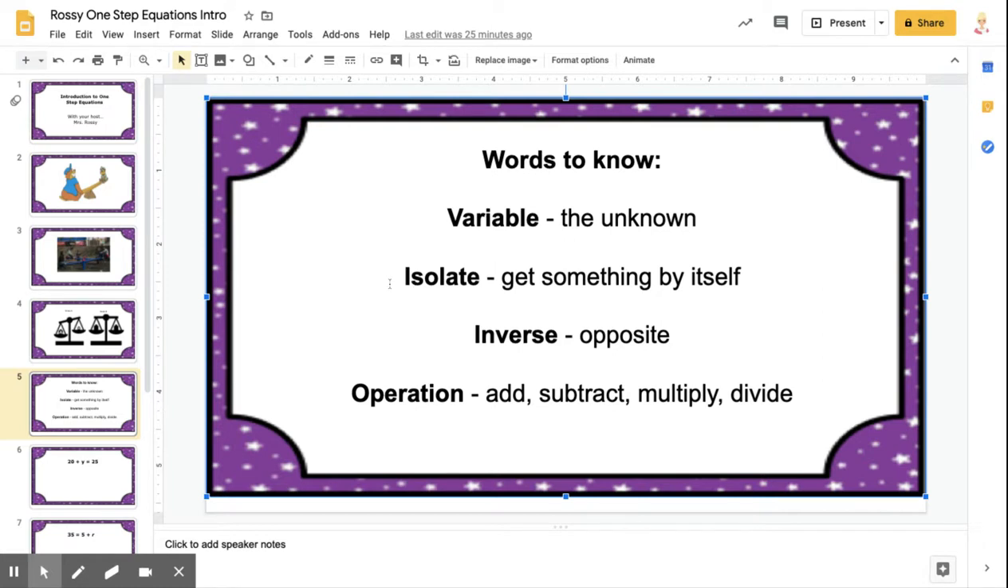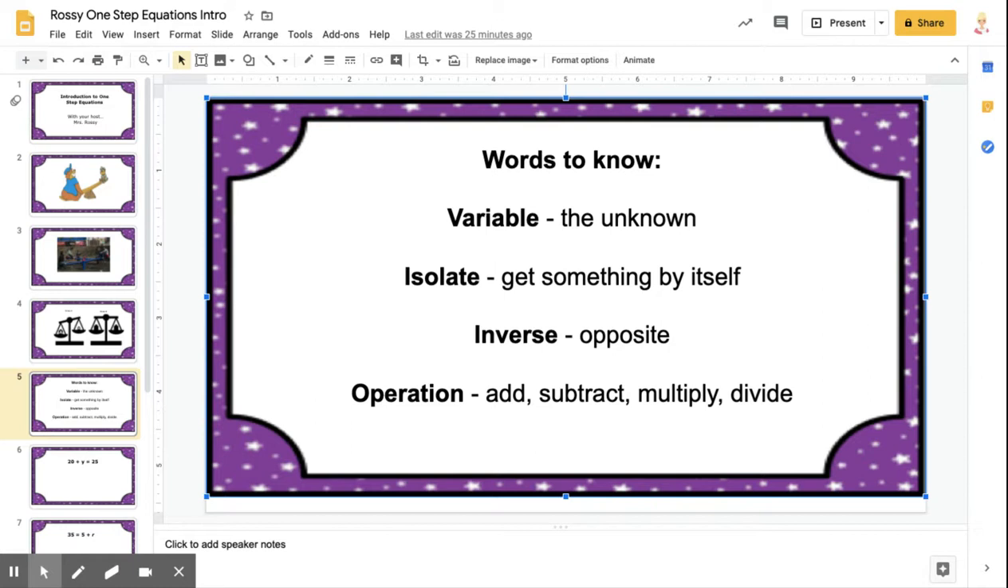Right now, we're talking about social distancing and isolation and staying away from other people and staying alone in your house. This is isolation. We all know this very well at this point. Getting something by itself, getting it alone. And in this case, we're going to be isolating the variable. So we're getting the unknown or the part that we don't know, we're getting it separated, getting it by itself.